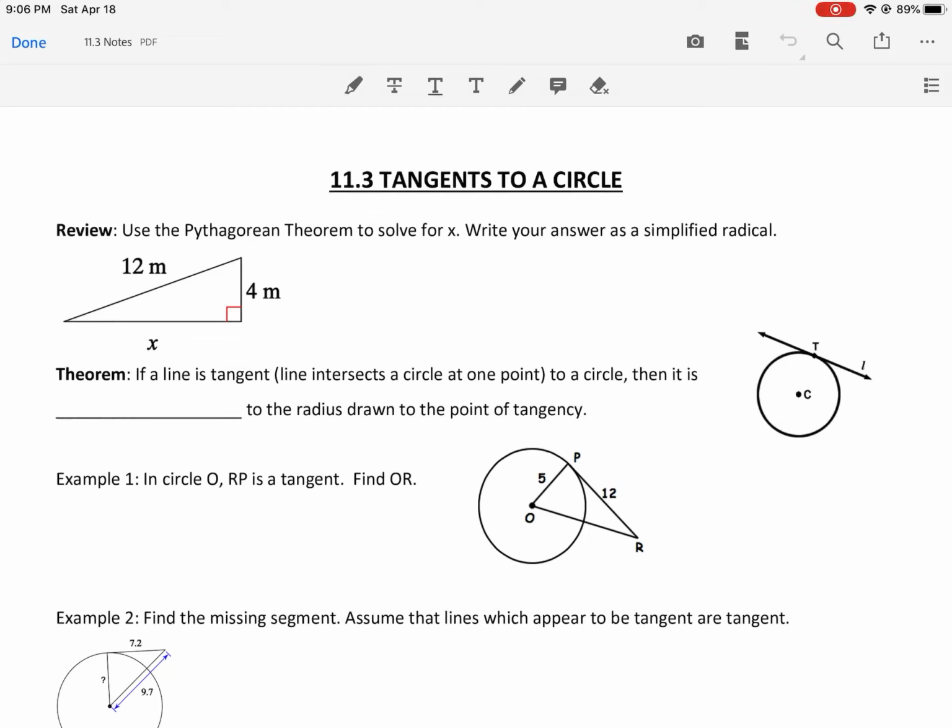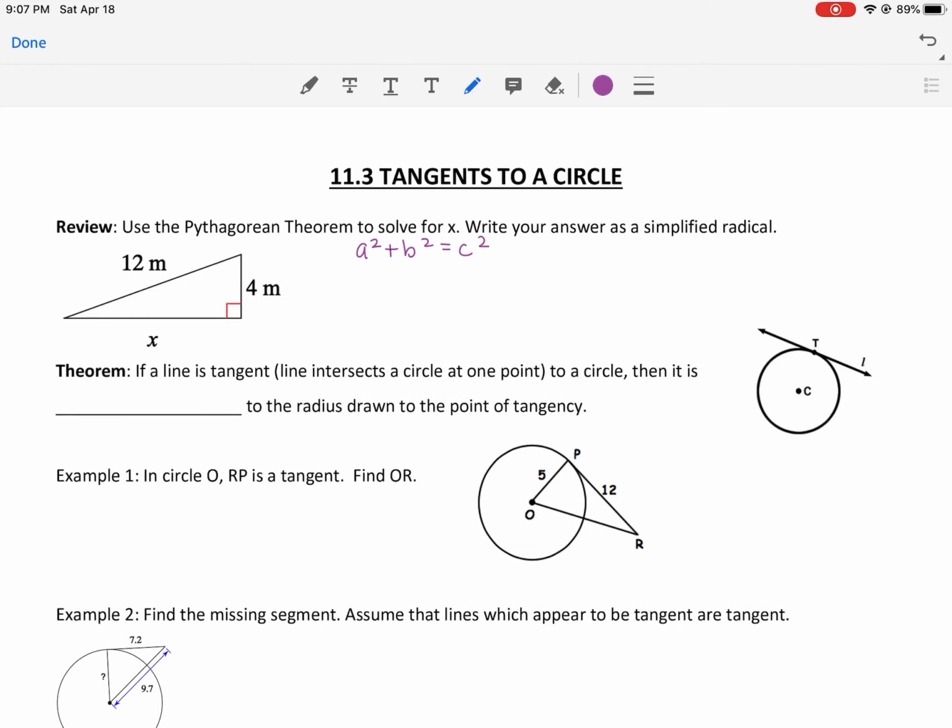Okay, this next lesson is about tangents to a circle, and we're going to be using the Pythagorean theorem a lot. So let's remind ourselves what the Pythagorean theorem is. It is, remember, that a squared plus b squared equals c squared. So in this case, a and b are your two sides, right?